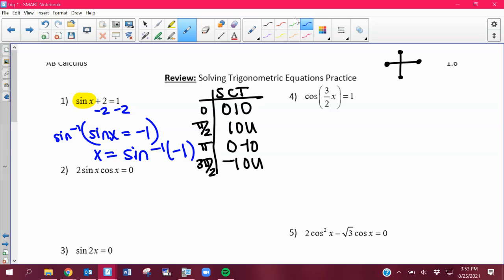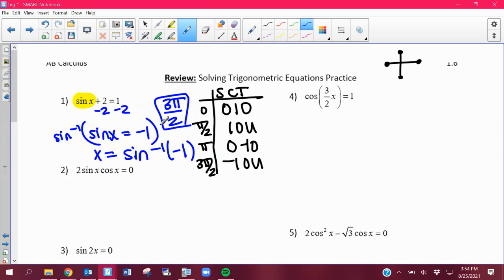So if I use my OIO chart, life becomes super straightforward. I want to know, where does sine equal negative 1? Well, in my sine column, negative 1 happens at 3 pi over 2 only. So that would be my answer for this equation.